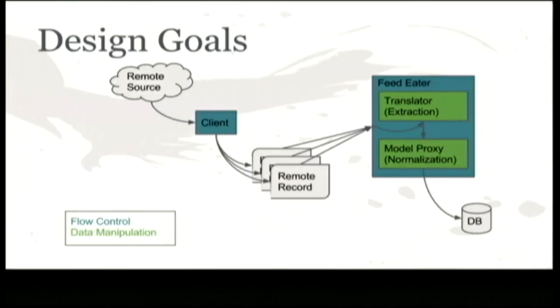I wanted to split up the flow control component from the data manipulation component, and then also split up the extraction logic from the normalization logic. So we got maximum code reuse. We didn't have a lot of drift between our different ingesters, so that if you knew how one worked, you knew how all of them worked, and they didn't change over time and become a pain.